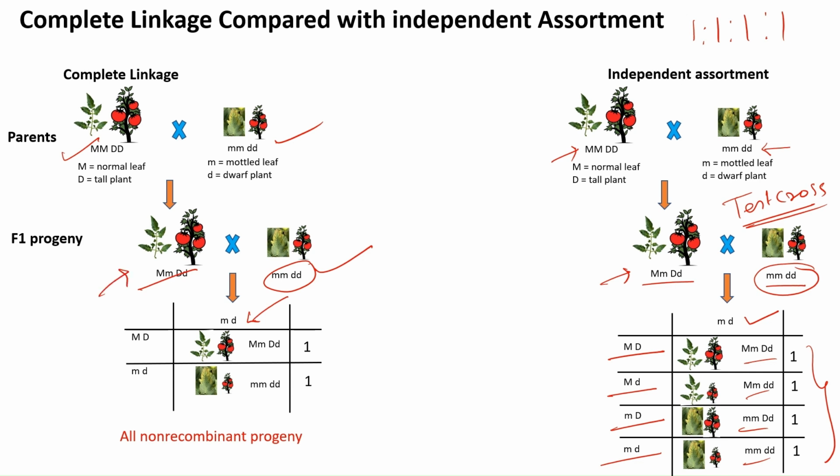Now from this, what is our condition here? That the genes are linked. So capital M is linked with capital D and small m is linked with small d. So when capital M is linked with capital D and they cannot separate, we cannot get capital M and small d, and we cannot also get small m and capital D, because capital M with capital D and small m with small d are very tightly linked.